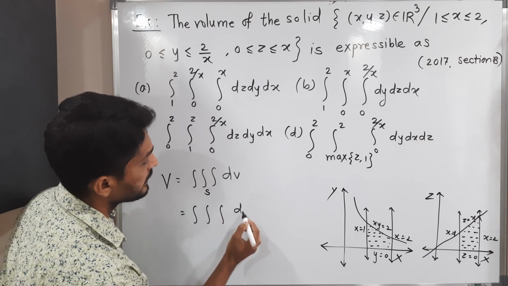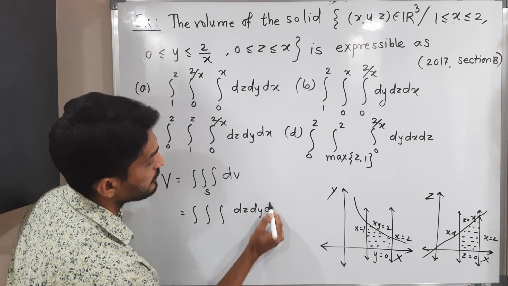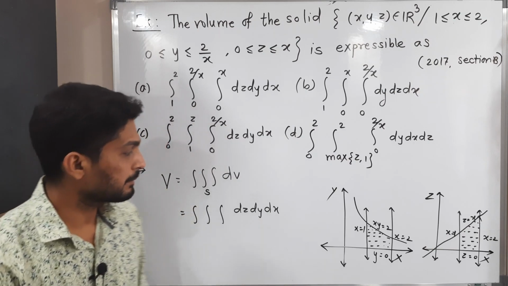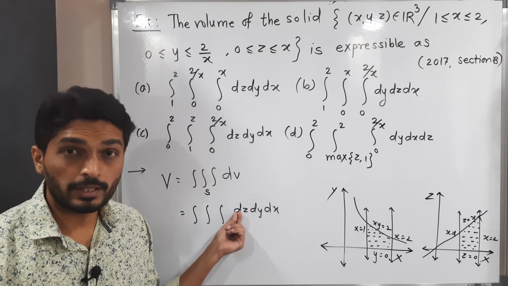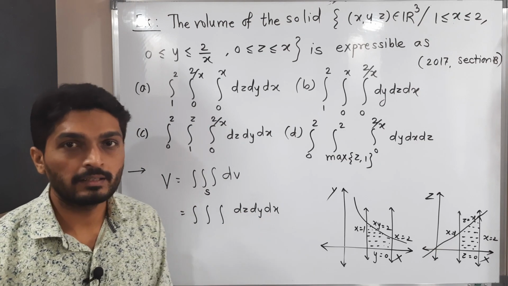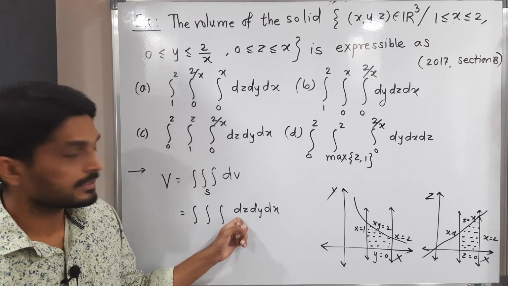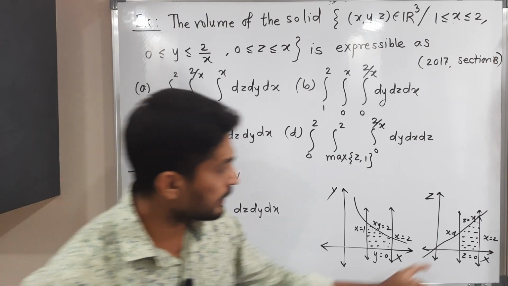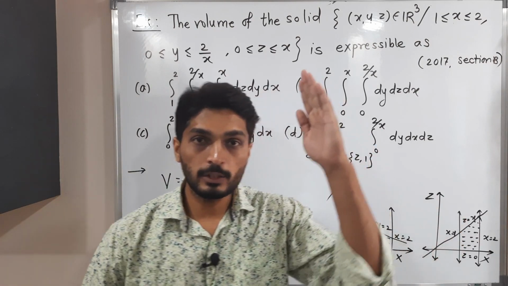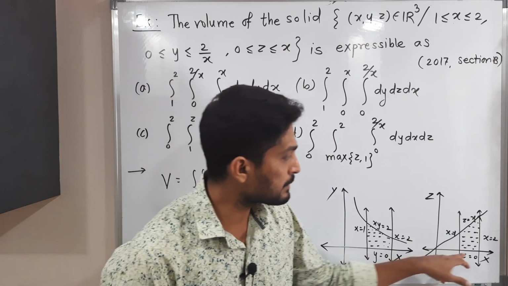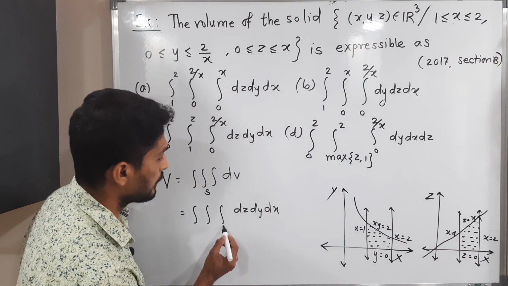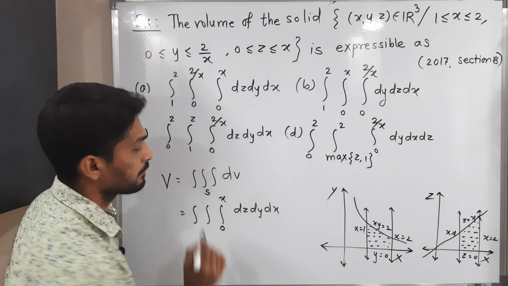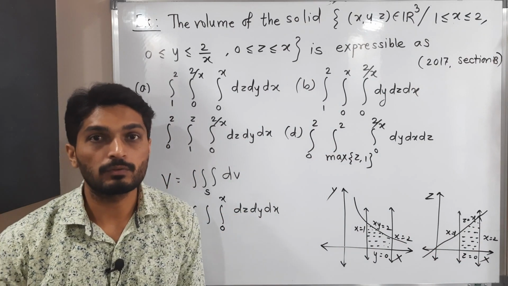dV means I am considering dz dy dx first. That means first we will integrate with respect to z, then y, and at the end x. z is the inner integration. Let us find the limits of z. If you consider a strip here which is parallel to the z-axis, the strip is bounded below by z is equal to 0 and bounded above by z is equal to x. In this way we found the limits of z.